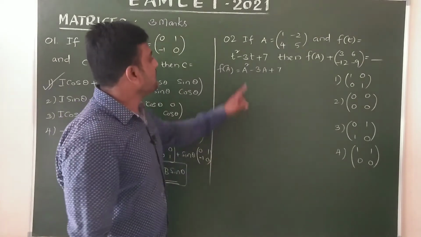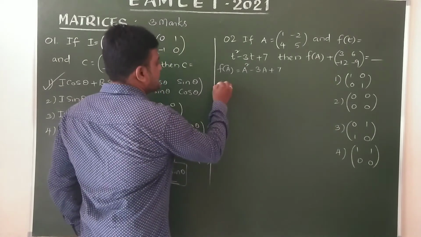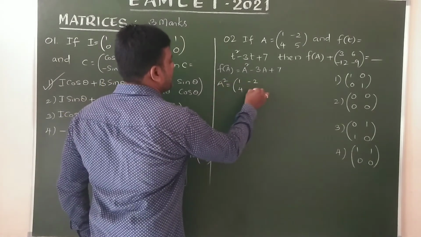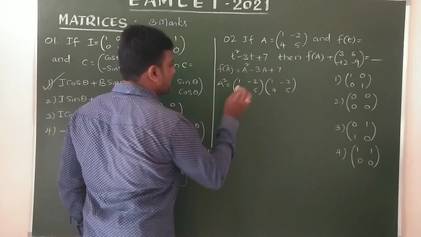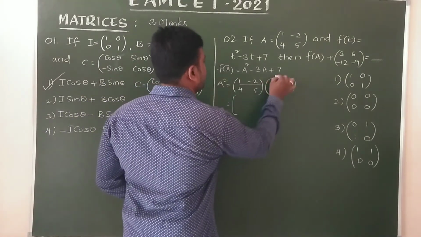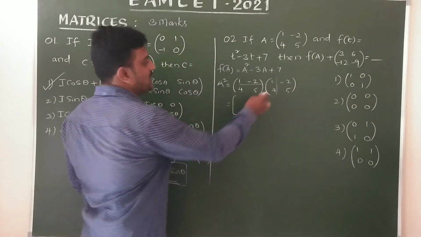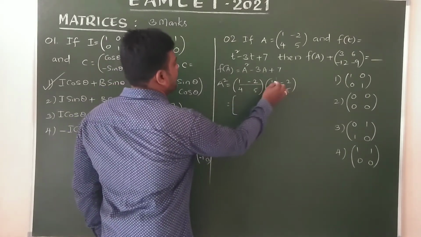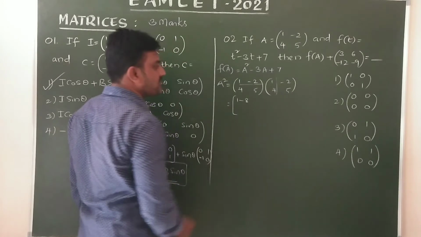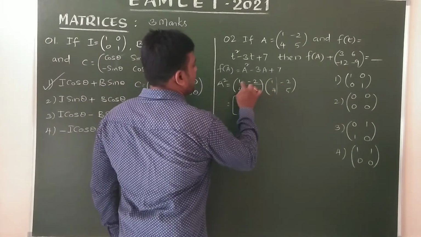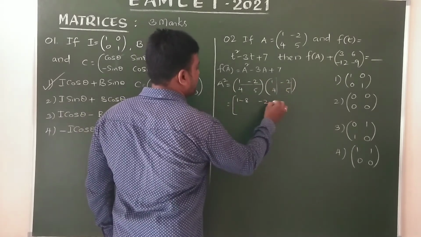Now first of all we need what? A square equals [1, -2; 4, 5] into [1, -2; 4, 5]. Let us multiply row into column. The row in the first matrix into the first column in the second matrix: 1 into 1 is 1, minus 2 into 4 is minus 8. Then again with the second column: 1 into minus 2 is minus 2, minus 2 into 5 is minus 10.